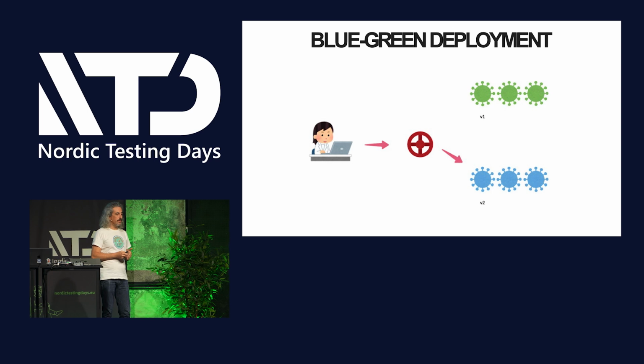Blue-green deployment. So this is the idea that you have a version 1. I never know which one is green or blue. Doesn't matter. You have a V1, then you deploy a V2, and at some point you point your DNS, load balancer, whatever it is, to the new version.